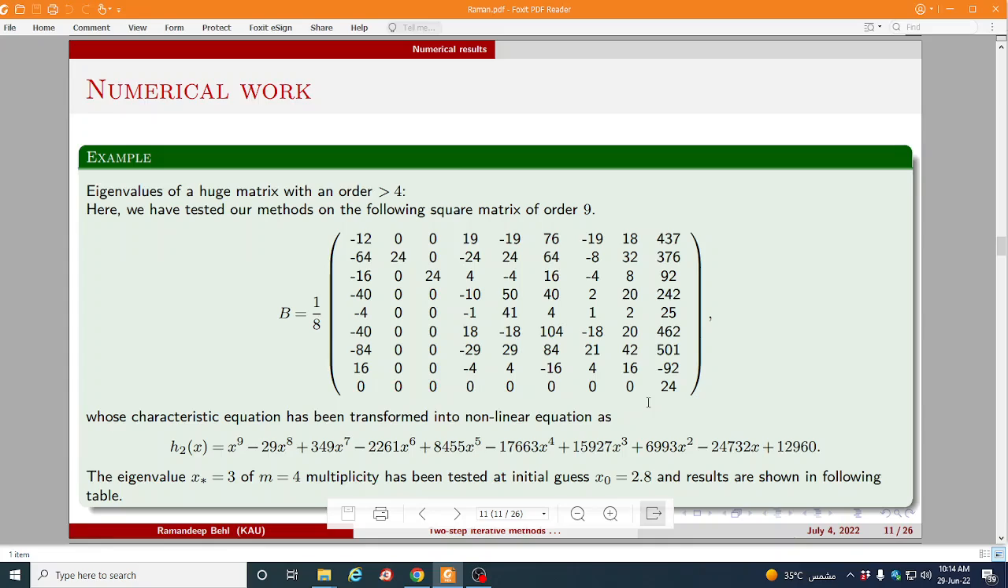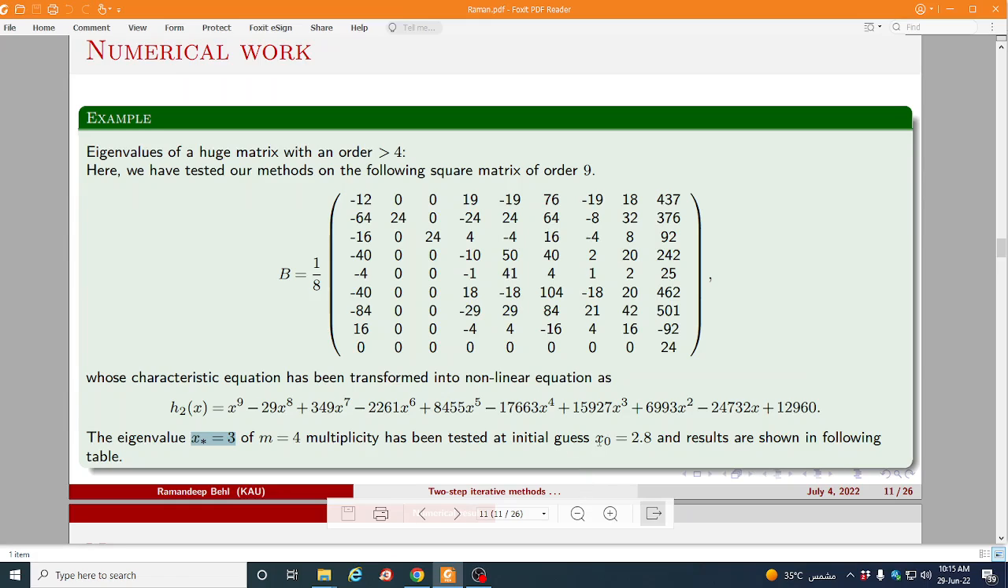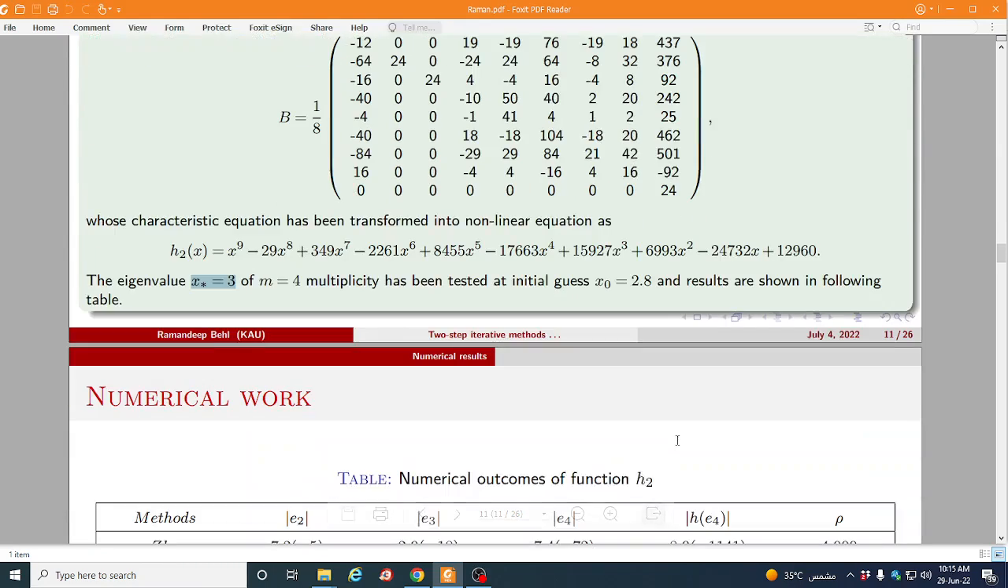So for this purpose we choose a 9 by 9 matrix which is given here. This is the characteristic equation of that one, and let us say x* = 3 is the eigenvalue or root of this equation with multiplicity m = 2, and we choose the initial approximation x0 = 2. Results are given in the following tables.